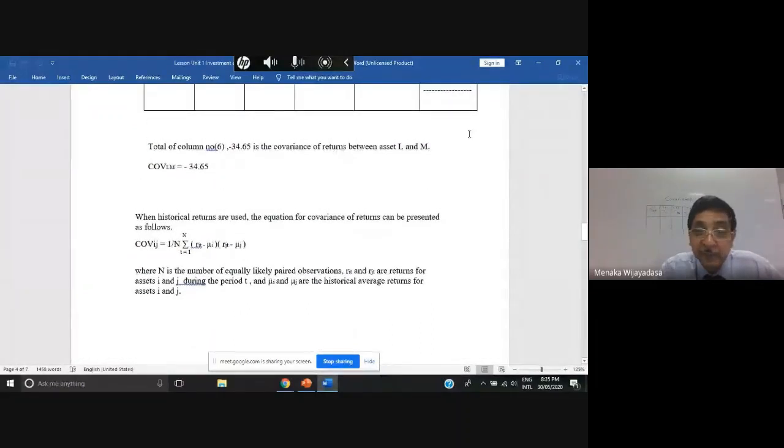Now there you don't have any probabilities. You just have only the numbers. So then what you need to do is calculate the average of it, and all the returns are to be compared with the averages, and you just get the deviations.